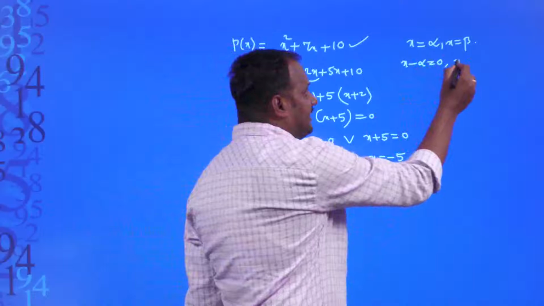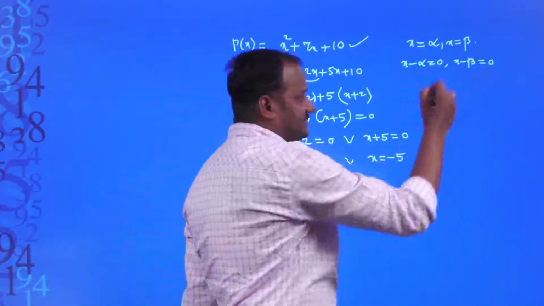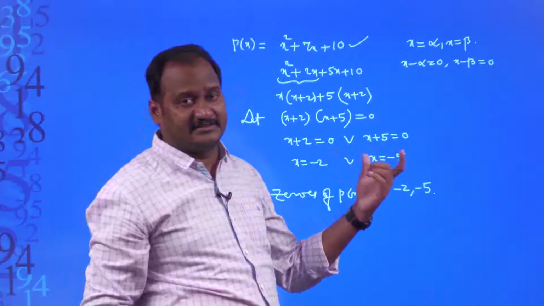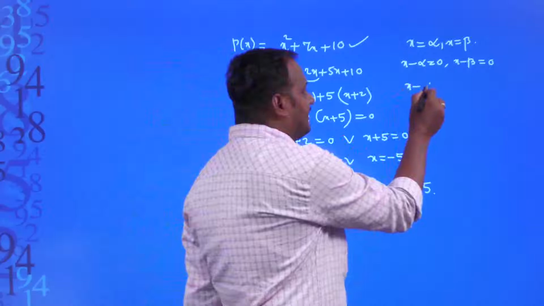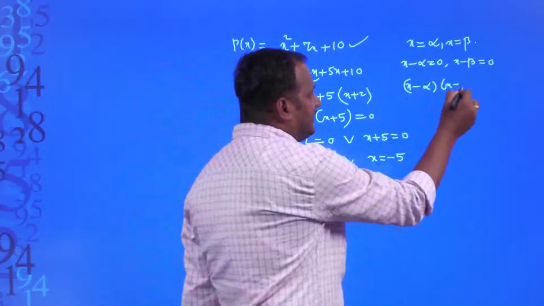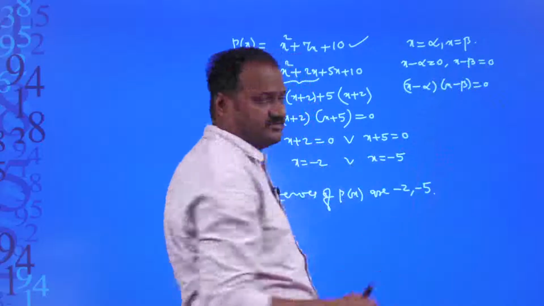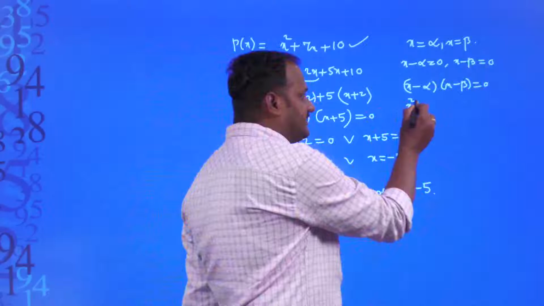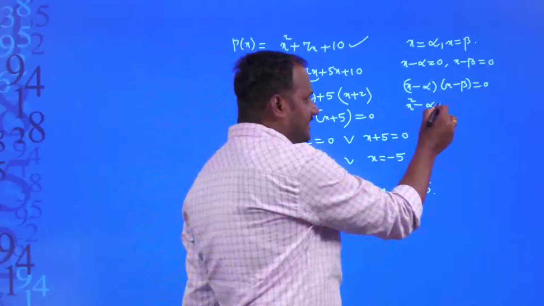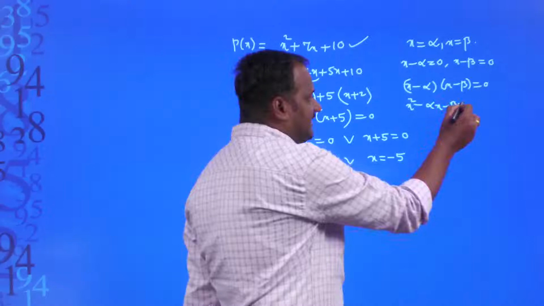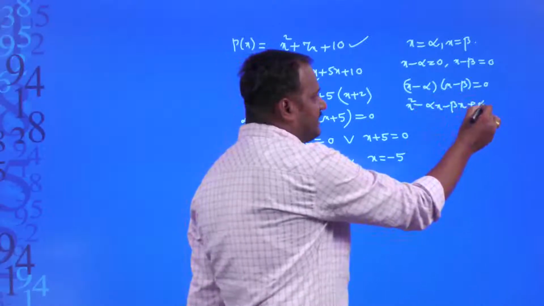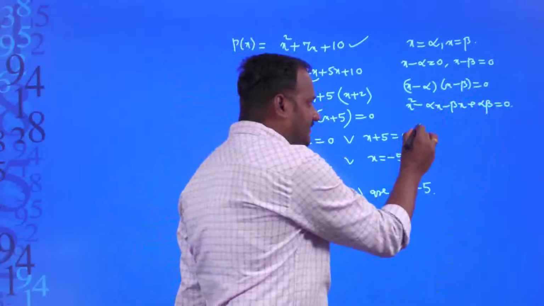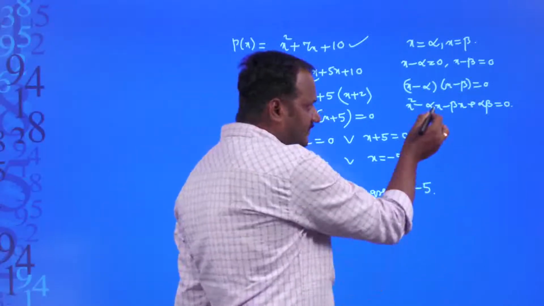Similarly, beta is a 0, I can say that x minus beta is a factor. When I have two factors, to obtain a quadratic polynomial, I need to multiply those two factors, right. So, x minus alpha into x minus beta is equal to 0, because that is the product of two terms. When I multiply x minus alpha into x minus beta, I will get x square minus alpha into x is alpha x, minus beta into x is beta x, minus alpha into minus beta is plus alpha beta equals to 0.